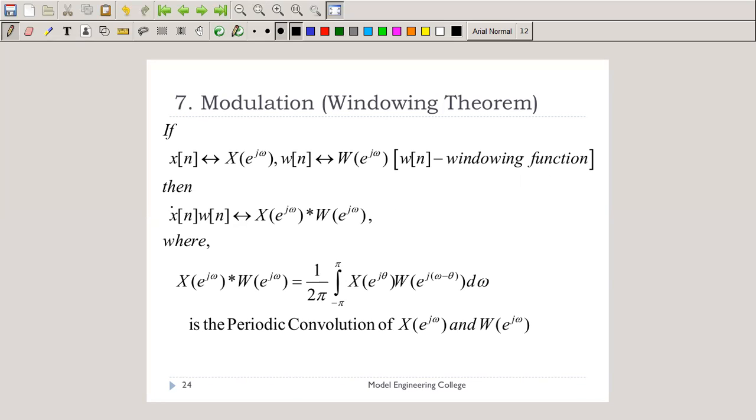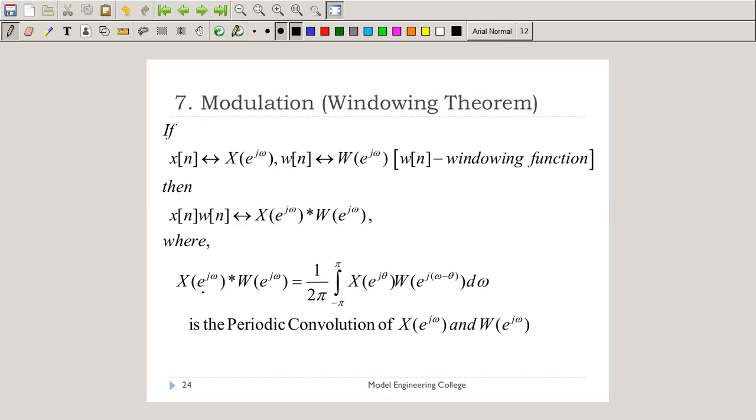So let x of n into w of n be there. That is, the discrete time Fourier transform of x of n and w of n is given by X of e raised to j omega convolution W of e raised to j omega. So here X of e raised to j omega convolution W of e raised to j omega is the periodic convolution. So if you multiply two sequences in the time domain, it will transform to convolution in the frequency domain.